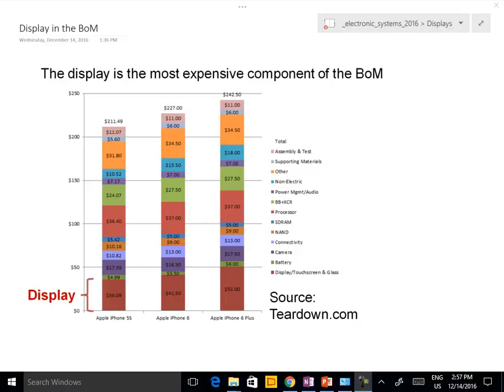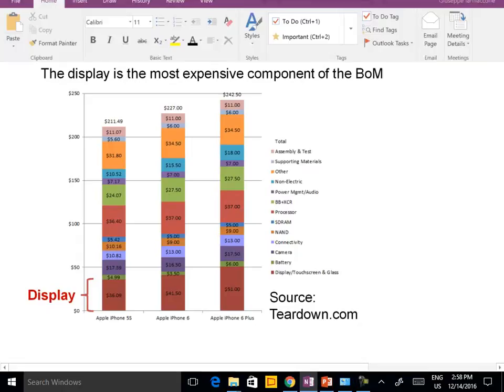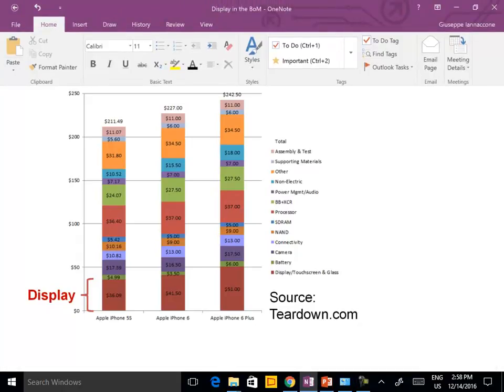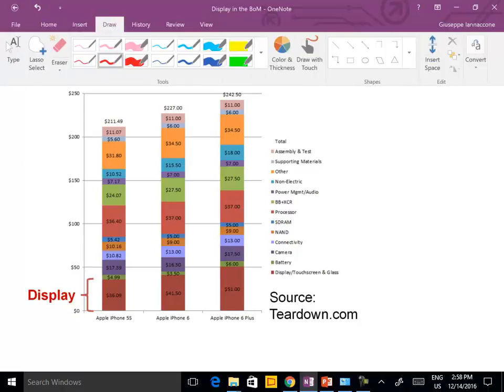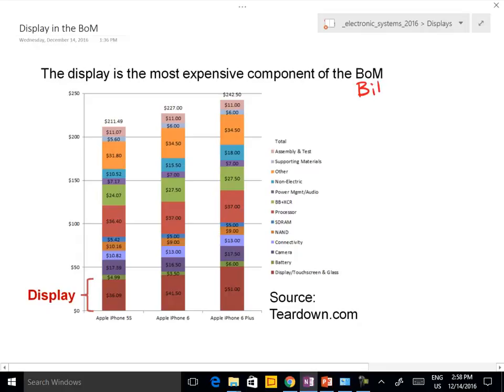Okay, so today we talk about the display, just to have an idea of what is the technology at the basis of the operation of display. Of course, as I mentioned at the beginning, if you look at the bill of material of an expensive smartphone, which is the cost of all the components, the display is the most expensive one.